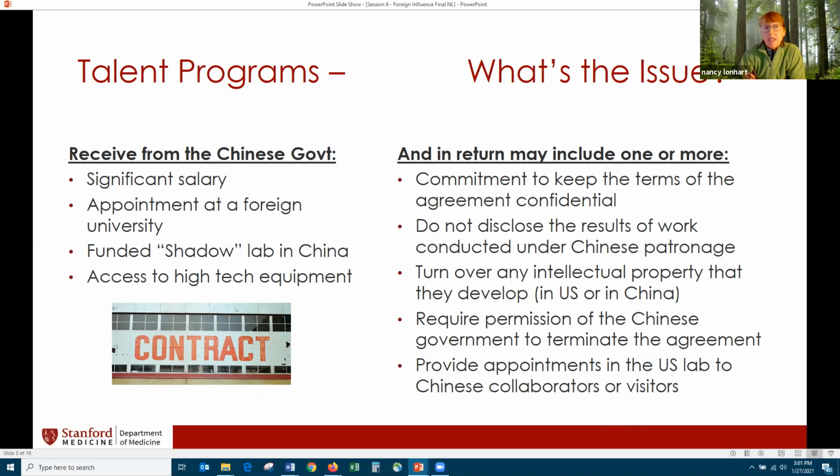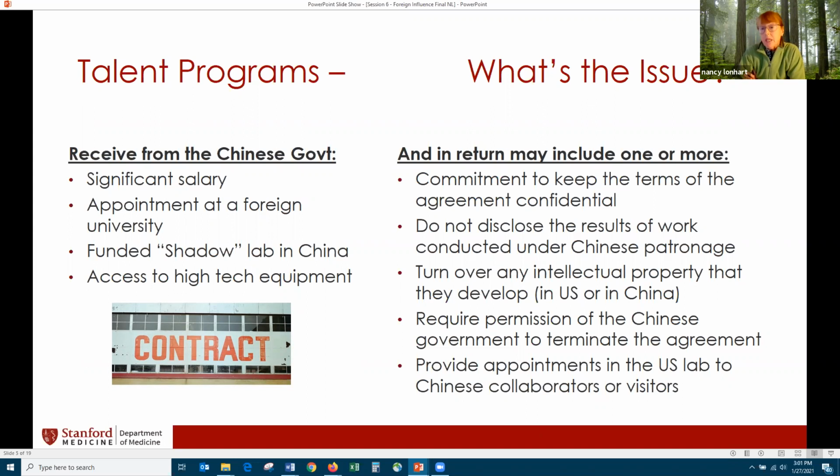There would be a funded shadow lab. In this particular case with the China Talents Program, the lab would be in China, and you would have access to high-tech equipment. What we were noting was that the Chinese government was reaching out to our Nobel laureates and requesting that they become part of the Talents Program. You can imagine this would be very alluring.